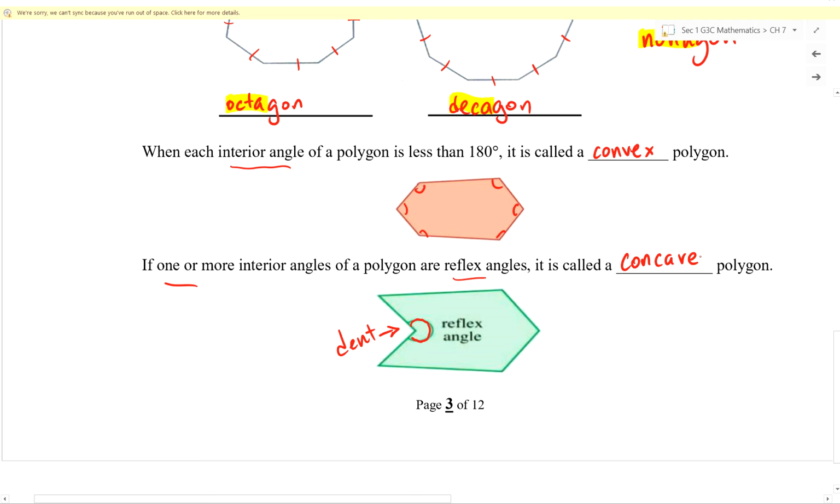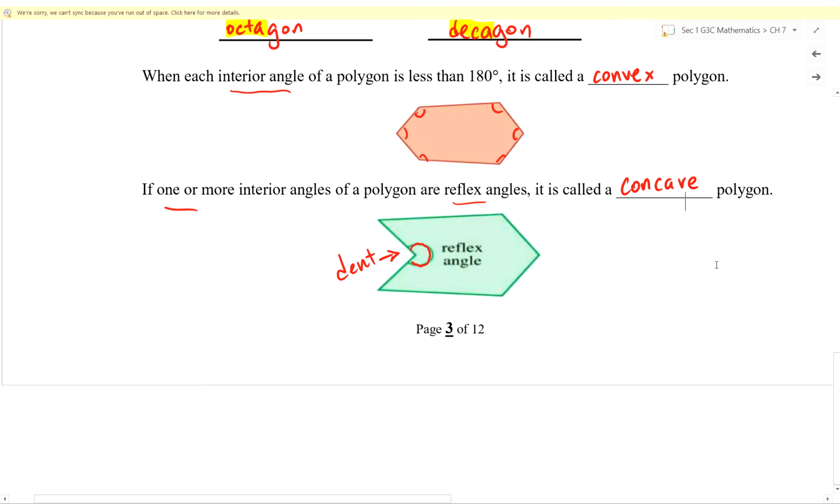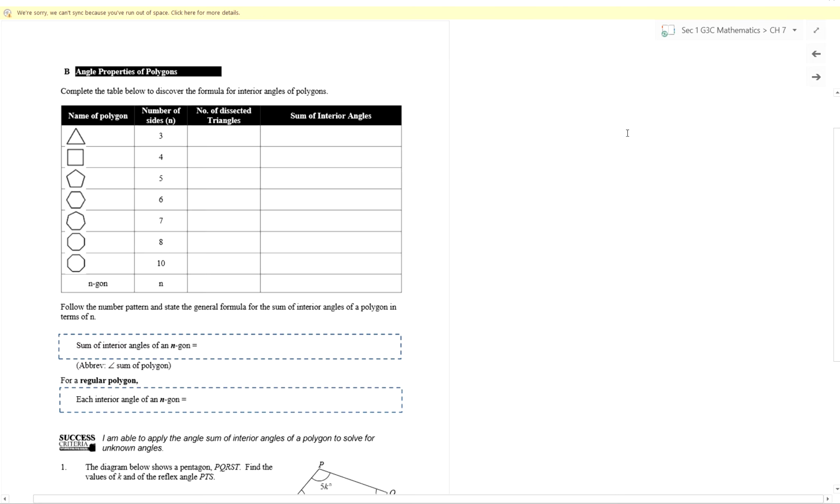Okay? So you need to know these two names. Most of the time we will be dealing with convex polygons. Sometimes we can have questions on concave polygons. We shall figure out how to deal with them later. Okay, so these are the definitions that we need to know. The next page of our lesson, of our notes.